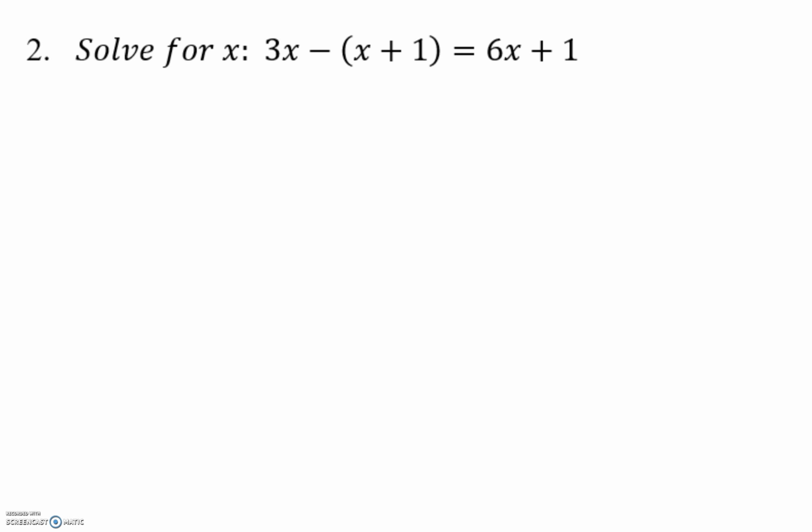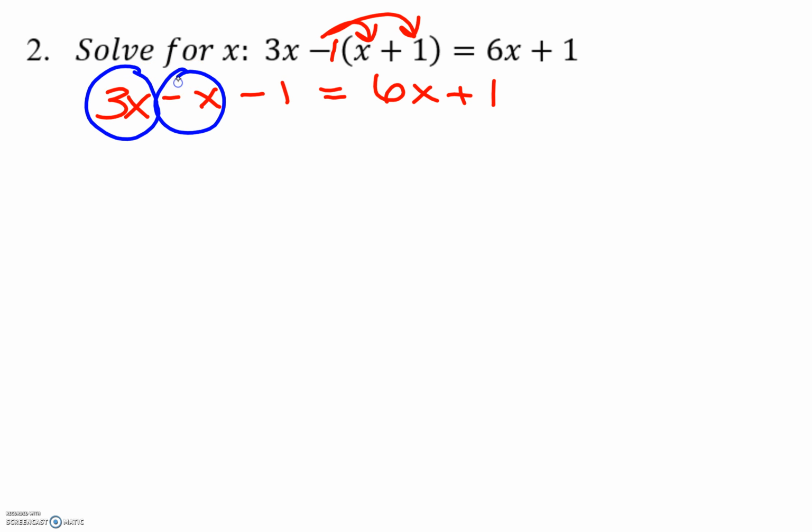Solve for x, 3x minus, parentheses, x plus 1 equals 6x plus 1. So from here, first thing that we want to do is distribute that negative 1. So imagine there's a negative 1 there. So 3x I'm going to bring down. Negative 1 times x is minus x. Negative 1 times a positive 1 is a negative 1. And then we're just going to bring down our 6x plus 1. From here, we want to combine like terms. So we have a 2x minus 1 equals 6x plus 1.